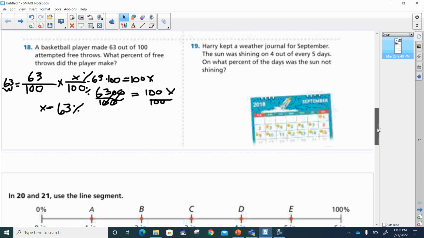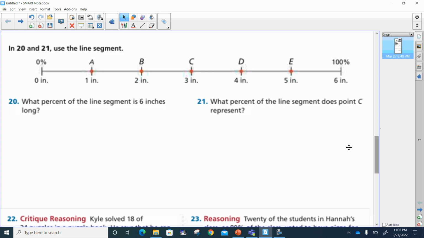All right, let's go to number 20. Number 20 and 21 use the line segment, it says. So it says, what percent of the line segment is 6 inches? Well, there's 6 inches out of 6 inches. That's a pretty easy one to do, because 6 out of 6, right? That's 6 divided by 6 equals 1. Then we move the decimal over. That's 100%.